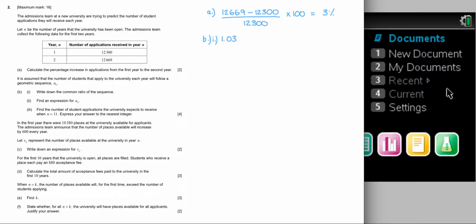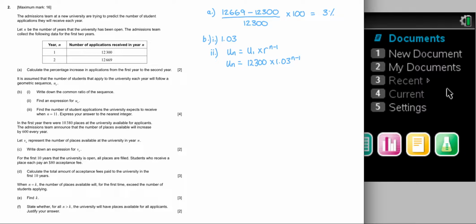And then the next part of the question is asking us to find an expression for the sequence. So an expression for the sequence, if it's geometric, is going to follow the rule un is equal to the first term times the ratio to the power of n minus 1. So when we're working the specific one out for our sequence, we know that the first term is 12,300. So that's told to you in the first part of the box there. And that's to be times by the common ratio, which is 1.03 to the power of n minus 1.